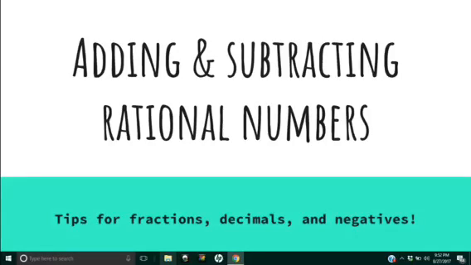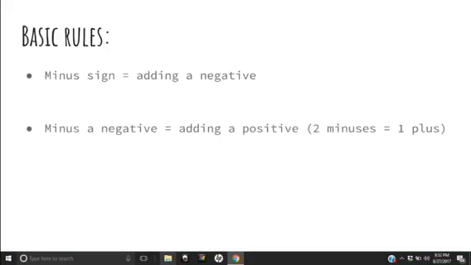This video is all about adding and subtracting rational numbers, so integers, fractions, decimals, and especially those negatives. I know you can do this on your calculator, but I want to make sure you understand how to solve it without a calculator also. So anytime you see a minus, you're going to think of that as just adding a negative.